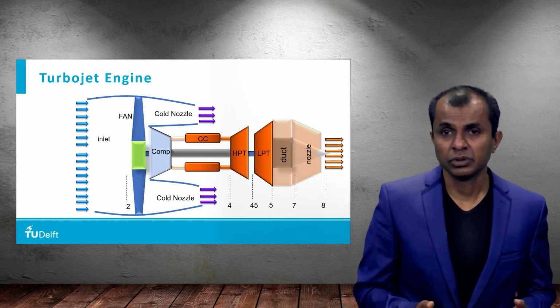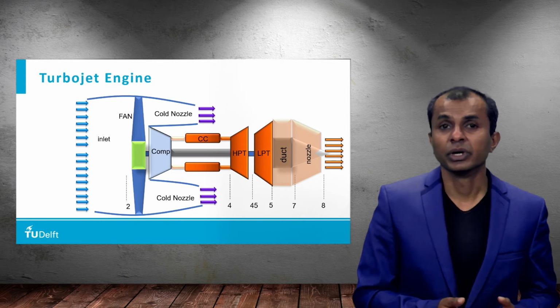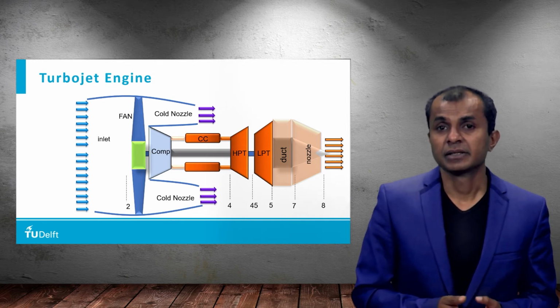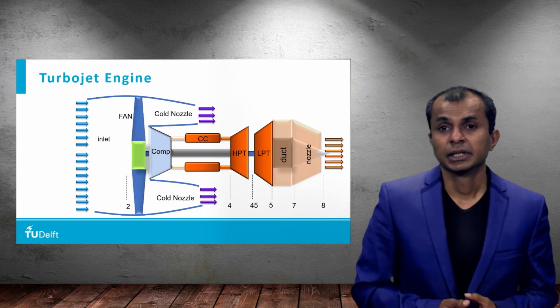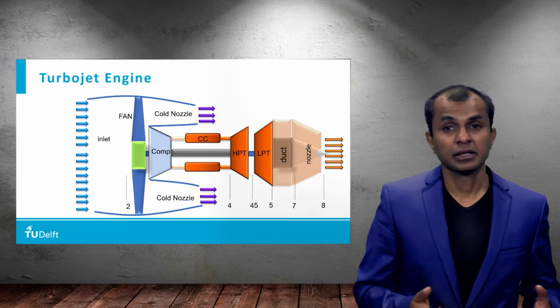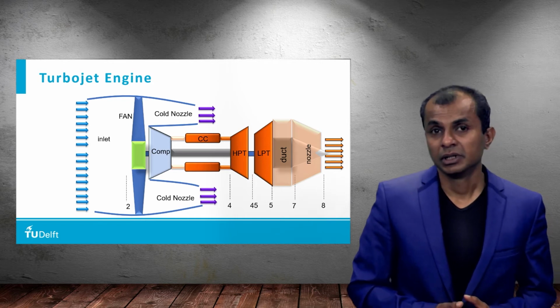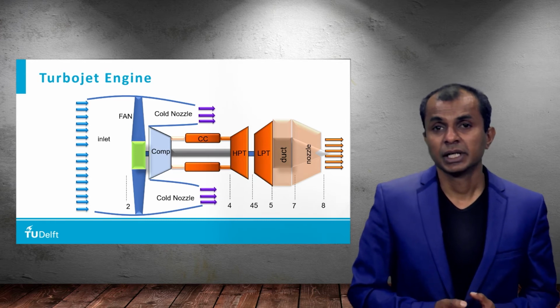The bypass ratio is the ratio of the total mass flow rate that is going through the engine inlet as compared to the mass flow rate that is going through the core of the engine. So the core of the engine is becoming smaller, but the fan of the engine is becoming larger. And that is why the propulsive efficiency of these engines is increasing.